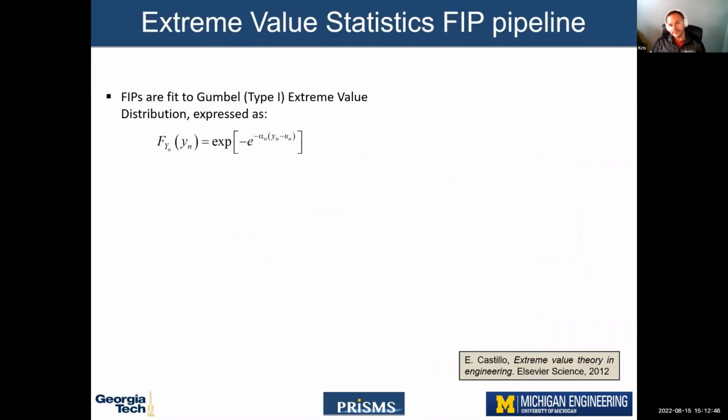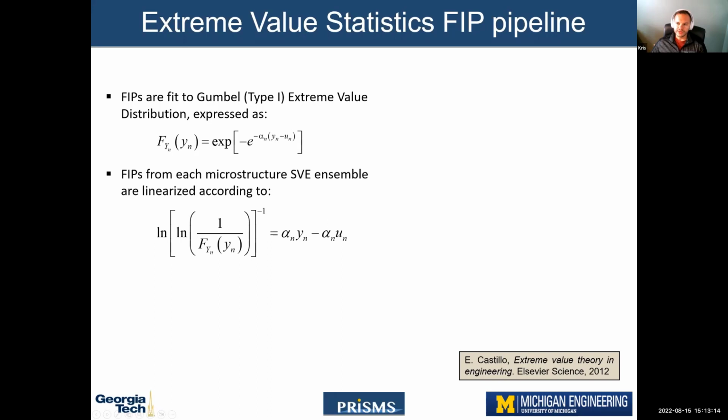Now, after we compute our FIPS, there are a handful of different ways to visualize them, in addition to just looking at the distribution of FIPS on a microstructure instantiation in a pair view. So in PRISMS-Fatigue, the compile FIPS.py module allows the user to fit FIPS to either the Gumbel or the Fréchet extreme value distribution. So what I'm showing here is the equation for the Gumbel. And what we do is we actually plot it in a linearized fashion.